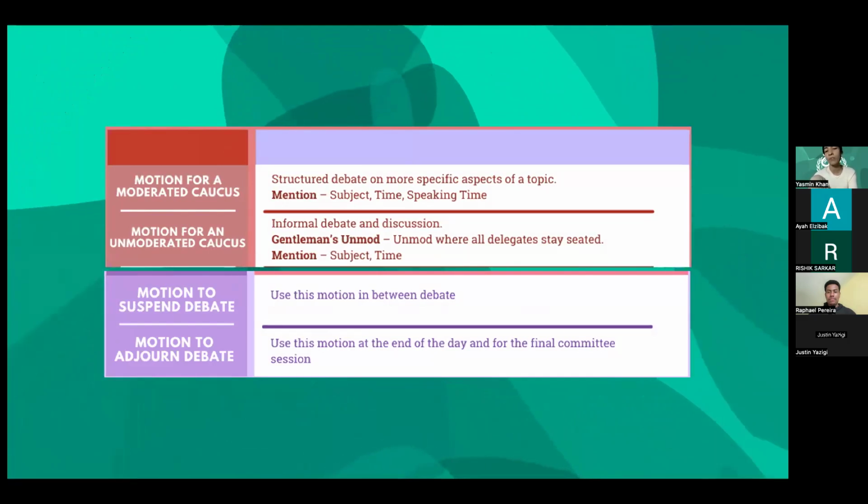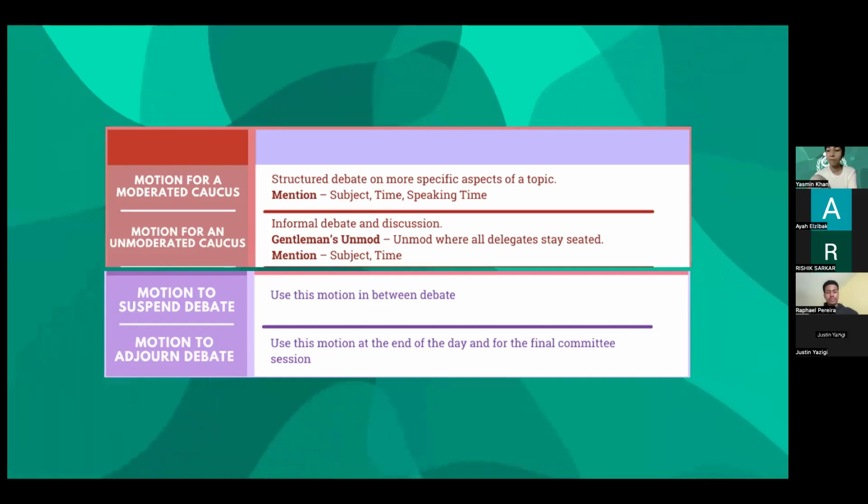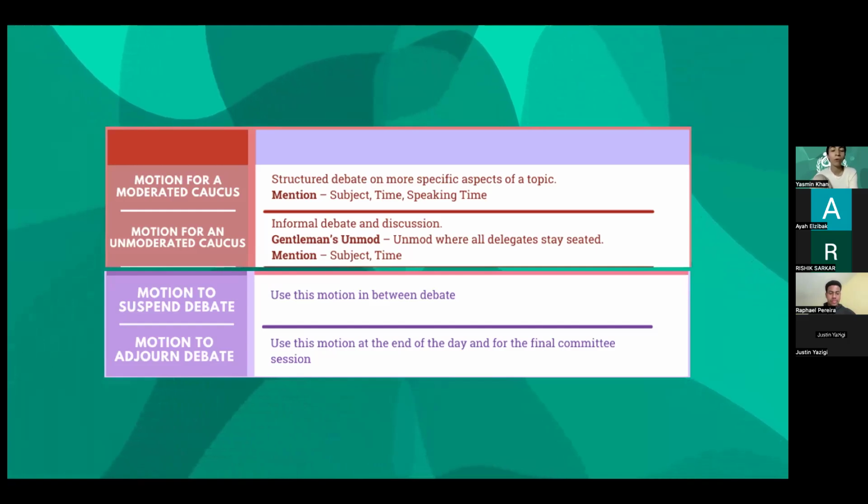Model UN is a very debate heavy club, very debate heavy extracurricular. So the better at debate you are means the more you practice, right? Practice will make you perfect. So we try to do a little bit every week. So from now on for the drills, I want us to use these four motions, right? So we can go over them in order. So from the top, right?